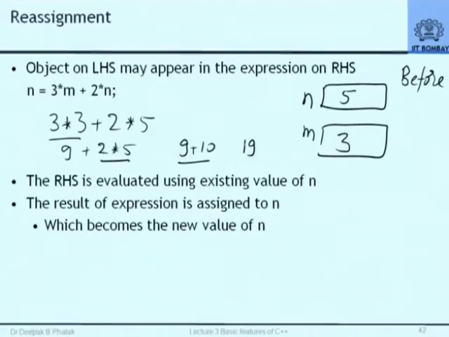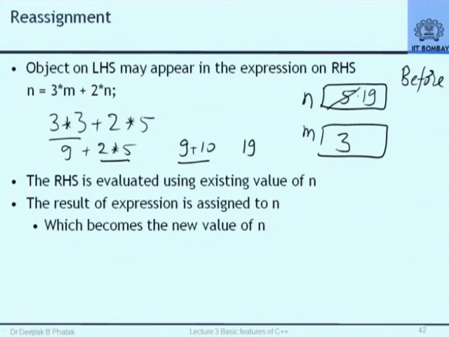Now it will look at the left hand side. So please understand, if a variable appearing on the left hand side also appears on the right hand side, there is no dilemma. Because the C++ compiler, to begin with, does not look at the left hand side at all. It doesn't care what location is specified. It looks at the right hand side, substitutes values, and calculates the final value. Now it looks at the left hand side. The left hand side happens to be n. So it will take the value 19, remove this value 5 and put 19 here.